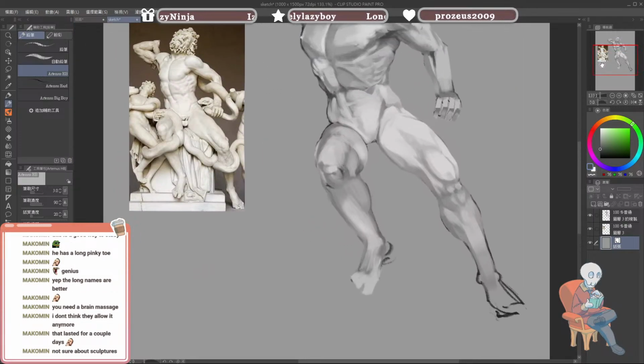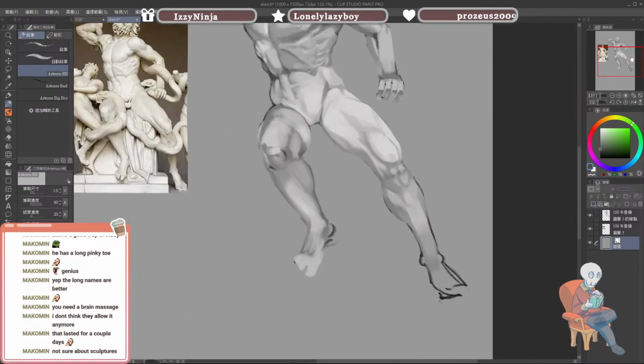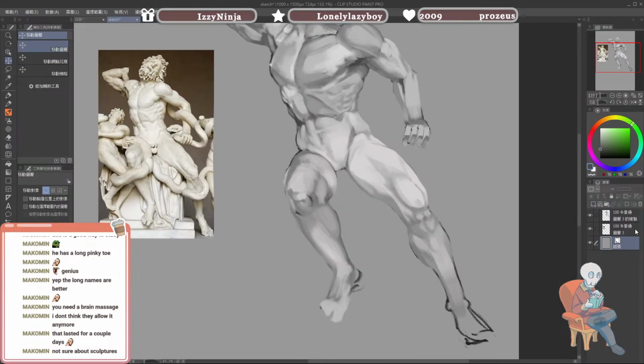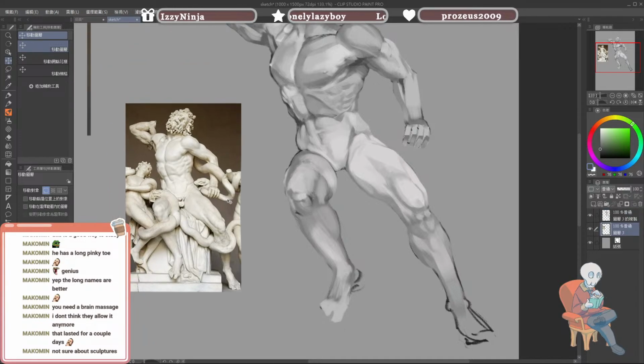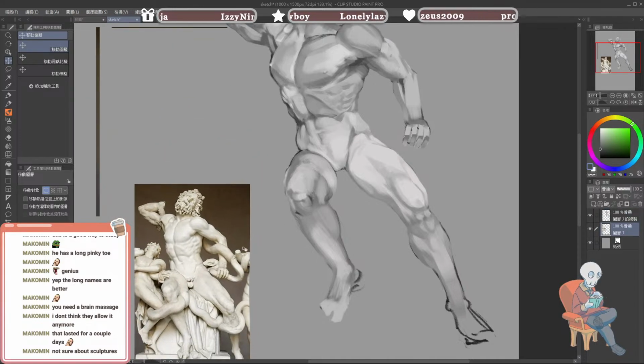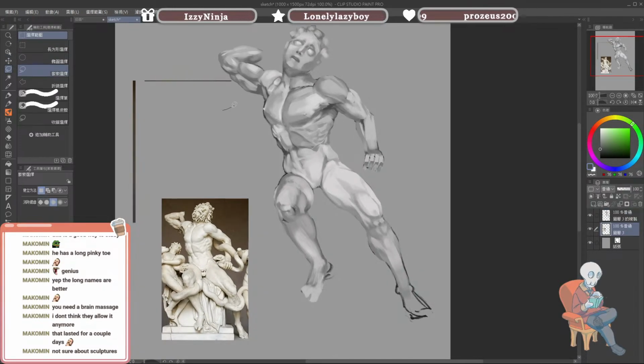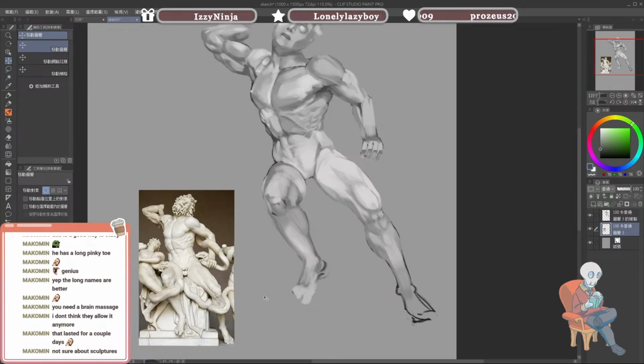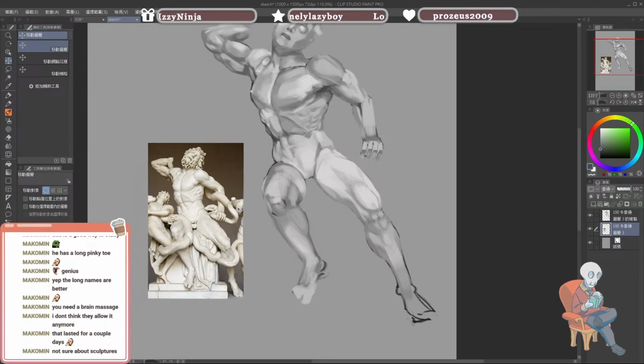Oh god, I didn't draw the feet. It is done. The metatarsals. Oh, what is this? It's time to draw all the metatarsals. Cruciate ligaments. Oh wait, the cruciate ligament is here.